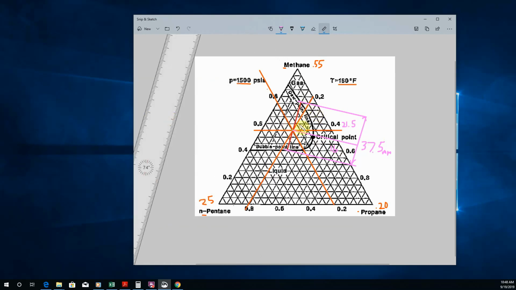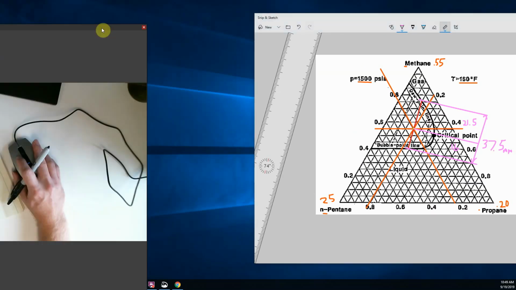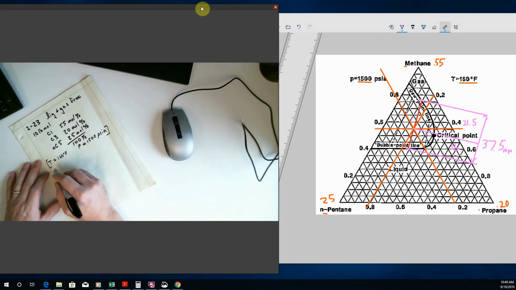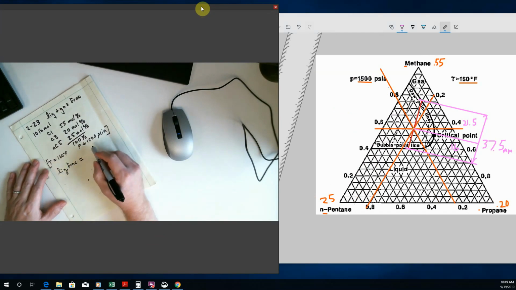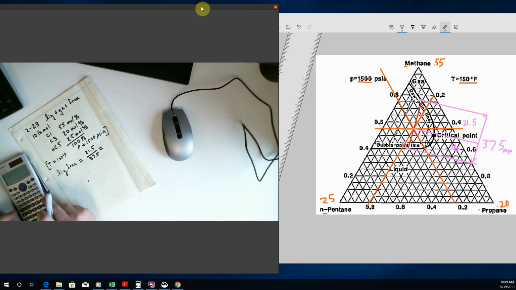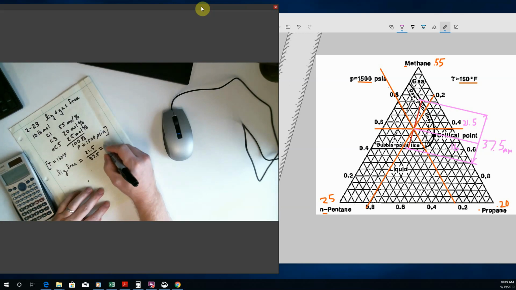So the way we need to look at this is the liquid component is the length of this line. The liquid fraction would be the length of this line here divided by the total length. And the gas fraction would be the length of this line divided by the total length. So let me bring my thing back over here. So liquid fraction is going to equal 21.5 divided by 37.5. And so do the math there. That is going to be 0.57.